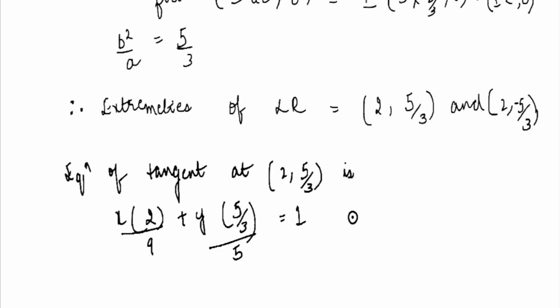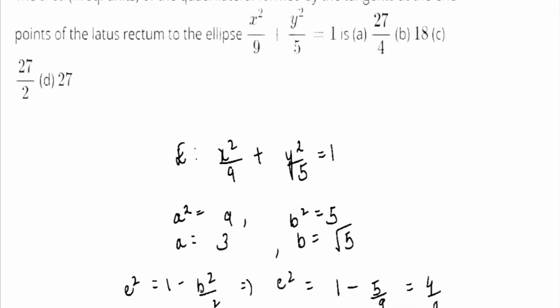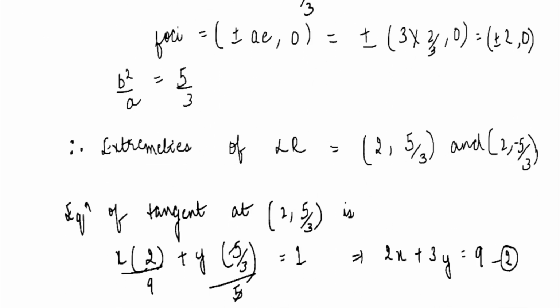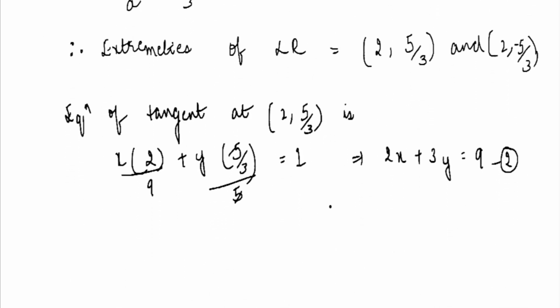Simplifying it further, I can get 2x plus 3y equal to 9, because this 5 will be cancelled with this 5 and the LCM would be 9. So it would be simplified in this way. Let it be equation number 2. And equation number 1 is the equation of the ellipse. Now we have the equation for the ellipse, and the equation for the tangent at this particular point.